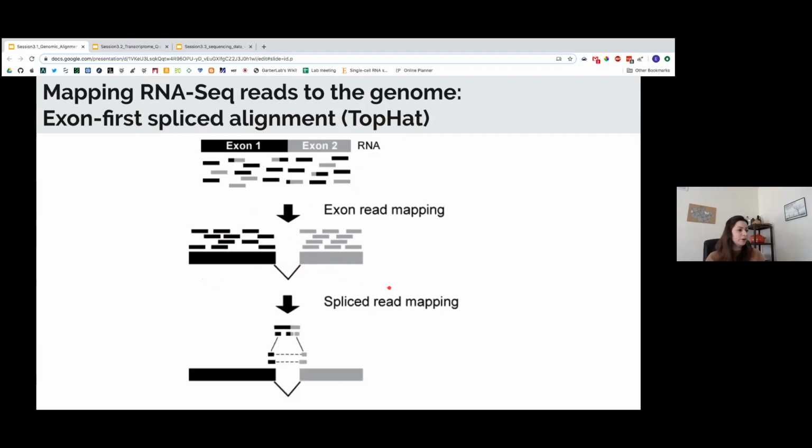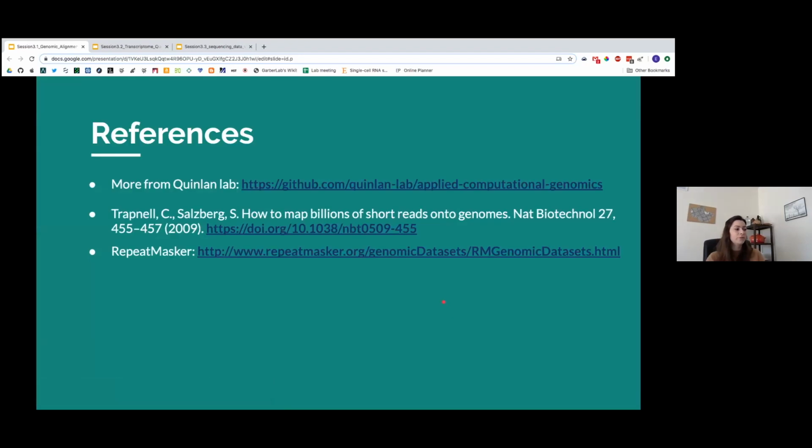And then later, it'll do splice read mapping, where it knows all the junctions that should be there, and it even is able to find new junctions that you didn't know were there. And it maps part of these reads only, and it can stitch them together in the end and find the splice read mapping. All right, so I'll leave you guys with some references.